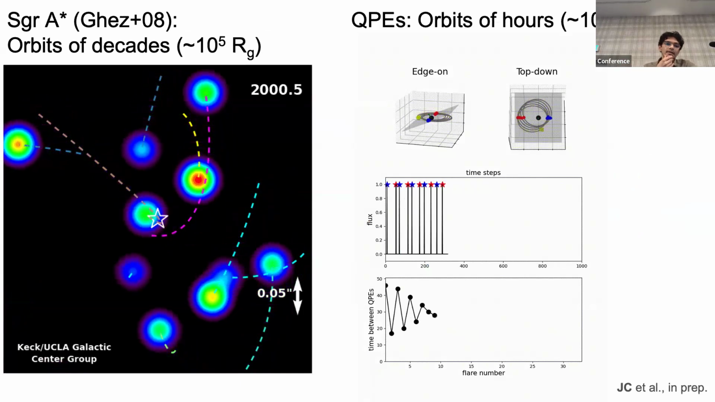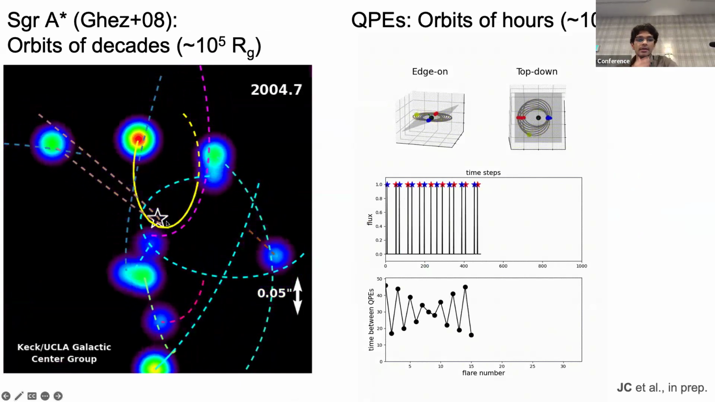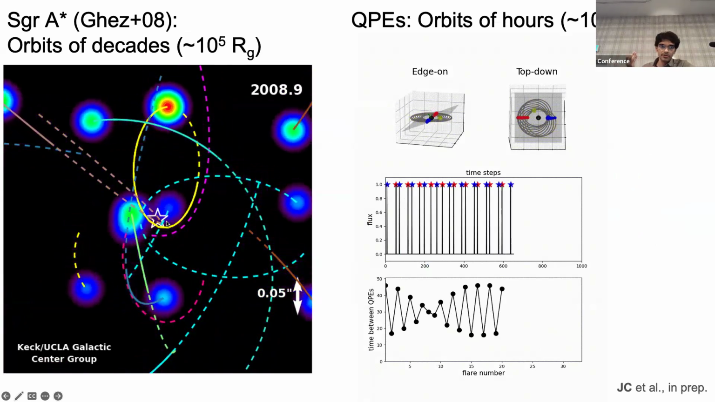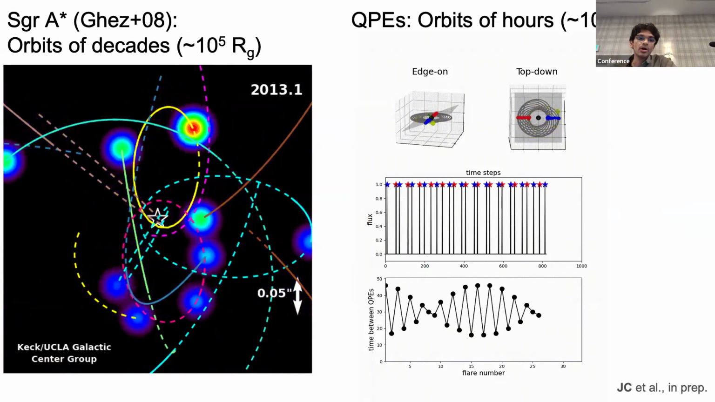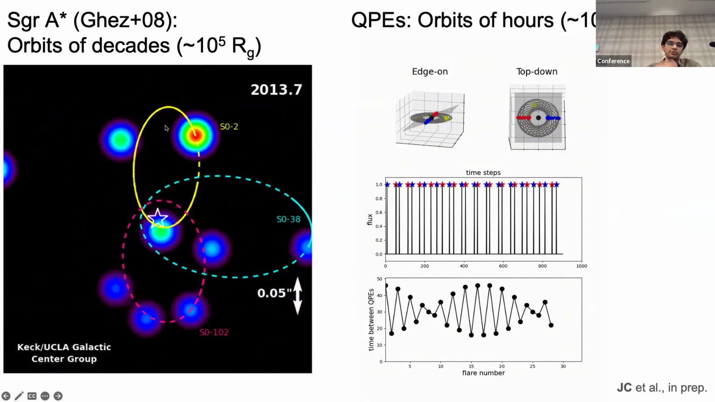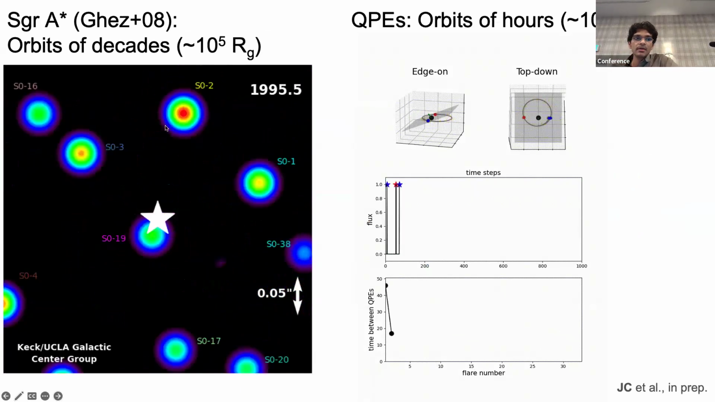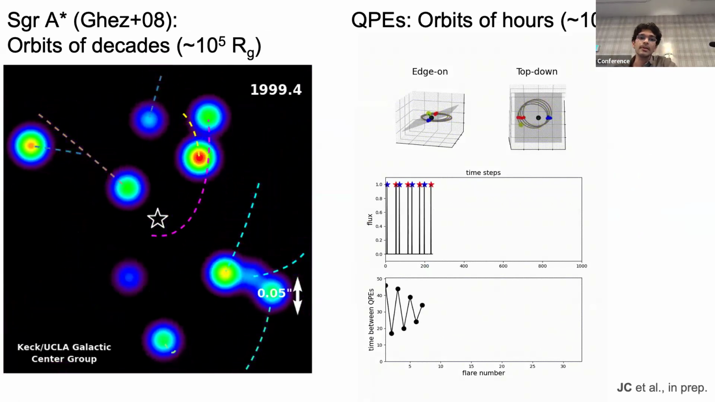To give you some reference, I've shown the UCLA Galactic Center movie, and keep in mind that the shortest-period stars have characteristic orbital periods of decades. I think the shortest period one, in the yellow orbit, is about 16 years or so. So that corresponds to about 100,000 RG around the supermassive black hole.